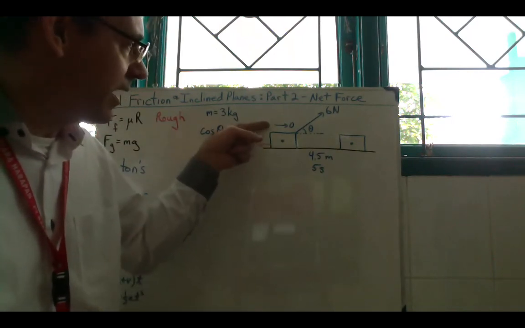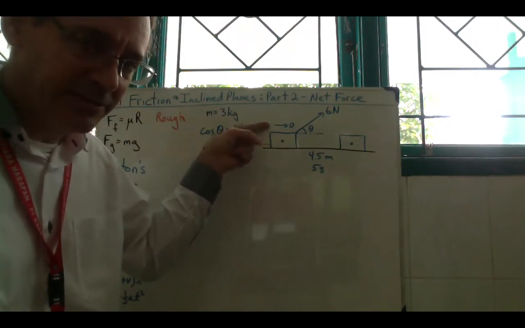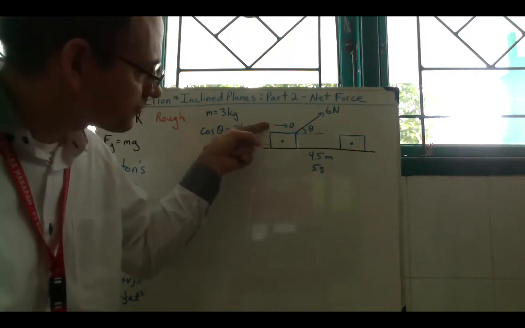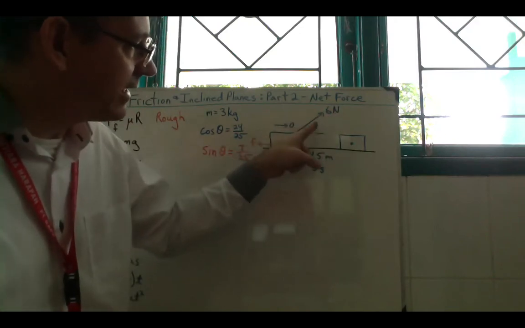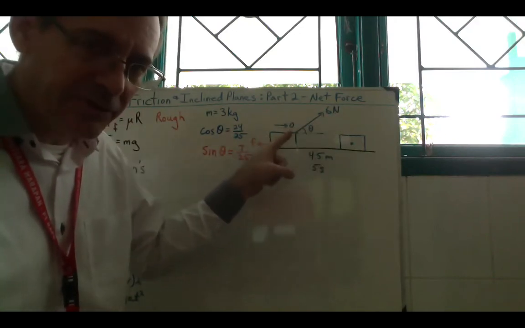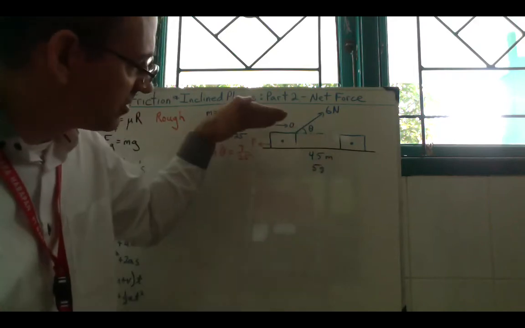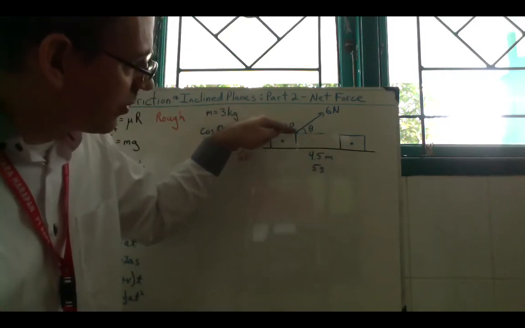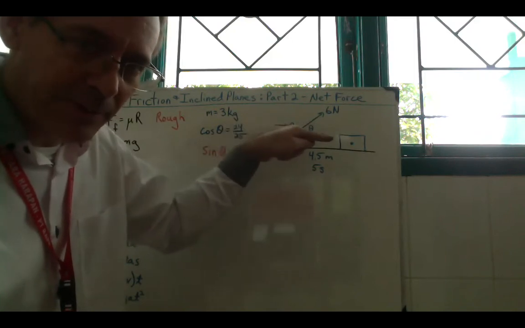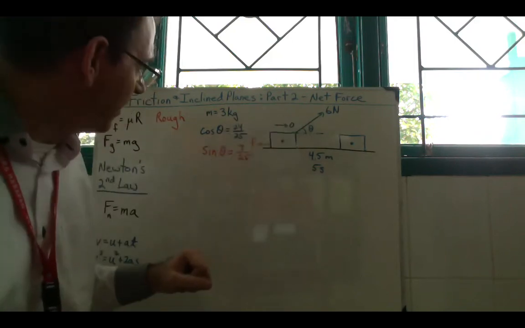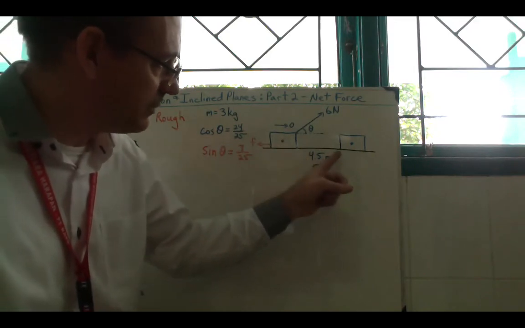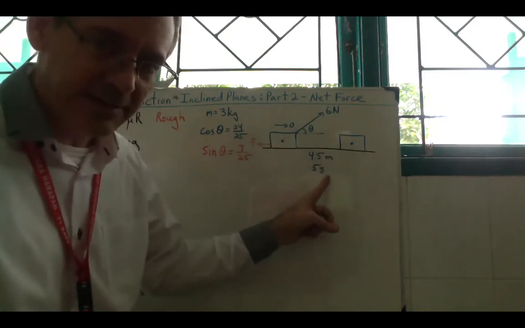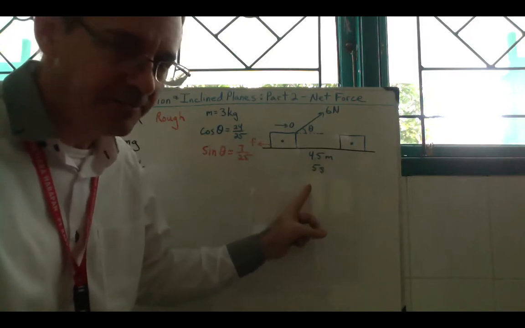We see that the object starts at rest, so that's 0 velocity. We see that there's a 6 Newton force acting at an angle of theta degrees to the horizontal. So from that corner, you just make your line parallel to the horizon and go up theta degrees. We see that this object traveled 4.5 meters in 5 seconds. So I put that information down here.